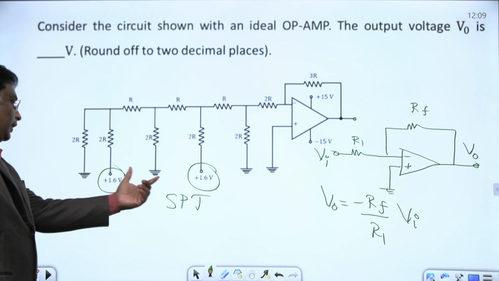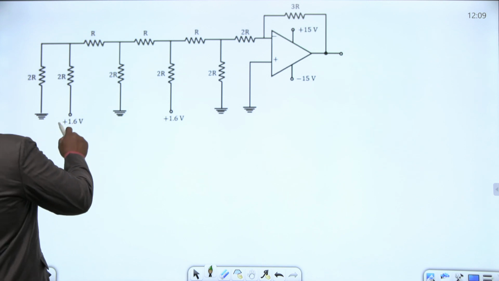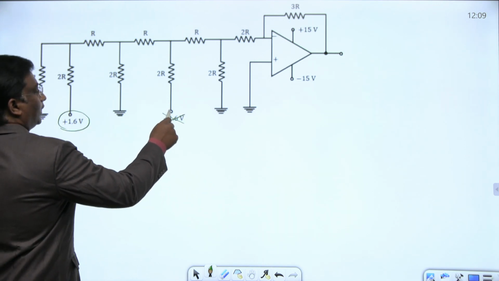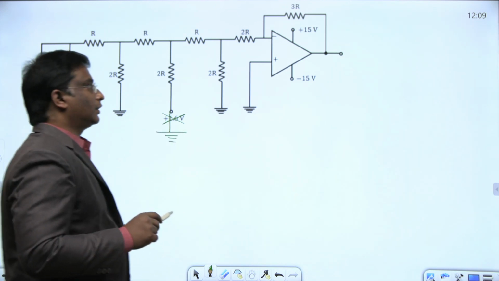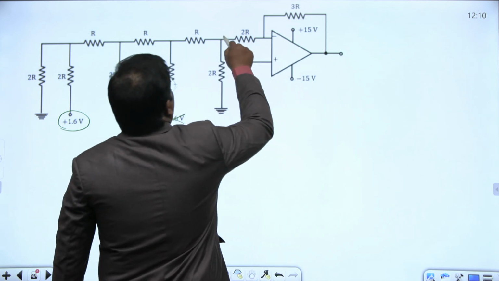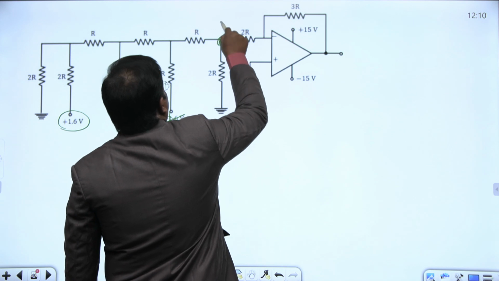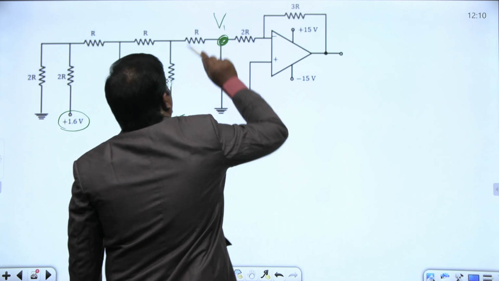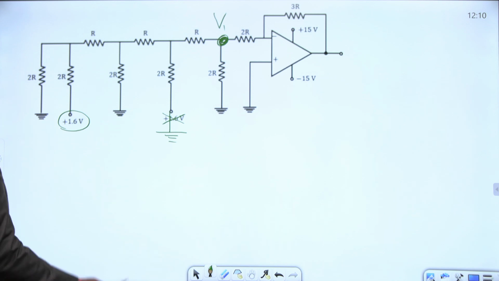Two inputs are applied here, 1.6 and 1.6. I am assuming only this source acting alone. How to neglect this ideal voltage source? Replace it by a short. Assume only this source acting alone. Let us find this output voltage V01, or let us try to find the voltage here, Vx, some voltage here, V1. Okay everyone, simple. Just follow me.